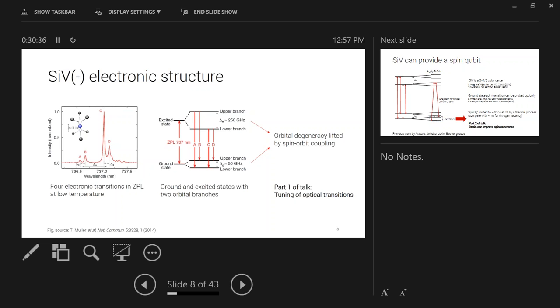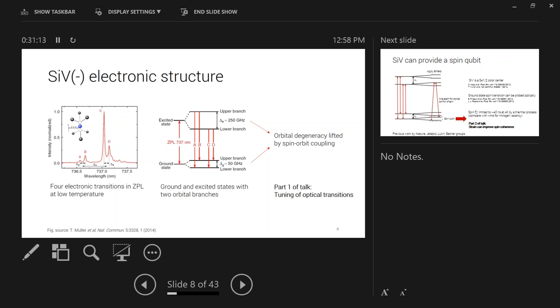And the electronic structure that gives rise to this spectrum is this. So you have a ground state and an excited state. They're separated by about 737 nanometers, which is the mean ZPL wavelength. And the ground and excited state both have 2 orbital branches that should be degenerate, but because of spin-orbit coupling, the degeneracy is split. It's split by about 50 gigahertz in the ground state and 250 gigahertz in the excited state. So in the first part of my talk, I'm going to discuss how we can apply strain and basically tune this level structure.